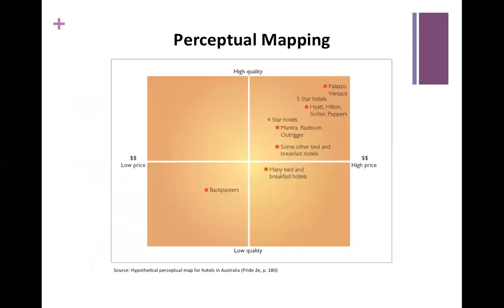Now if you refer to your module 3, you'll also be able to find this perceptual mapping. This is one of the things that you can develop. I'm expecting that you also show a perceptual map. You show your brand and also your competitor brands in here, where they sit and where your brand sits in this perceptual map.